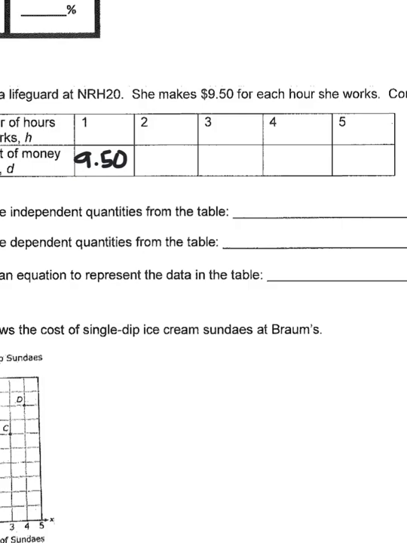Okay, we've got part 1 of the review, and I'm going to do the first 9 questions. And so, number 1, it just says Ellie works as a lifeguard. She's making $9.50 an hour, and it says fill in the table to show what she'll make. So I've already put in the $9.50 for 1 hour.